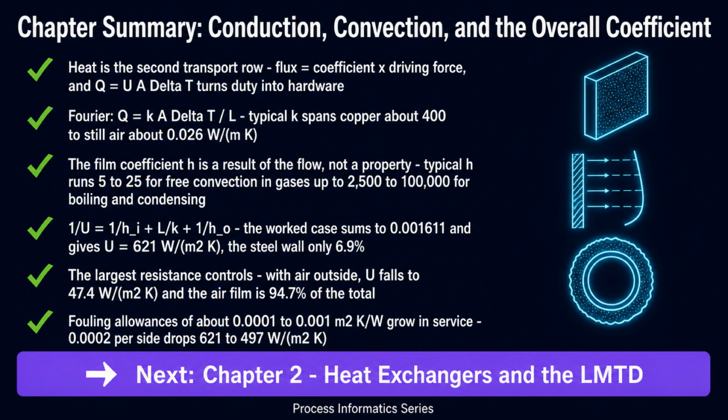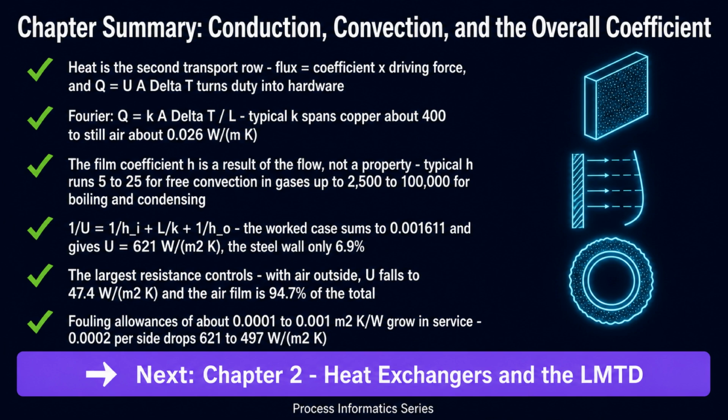With typical ranges from 5 to 25 for free convection in gases, up to 2,500 to 100,000 for boiling and condensing. Resistances add in series. 1 over U equals 1 over h_i plus L over k plus 1 over h_o. The worked case sums to 0.001611 and gives 621 watts per square meter Kelvin, with the steel wall only 6.9%.